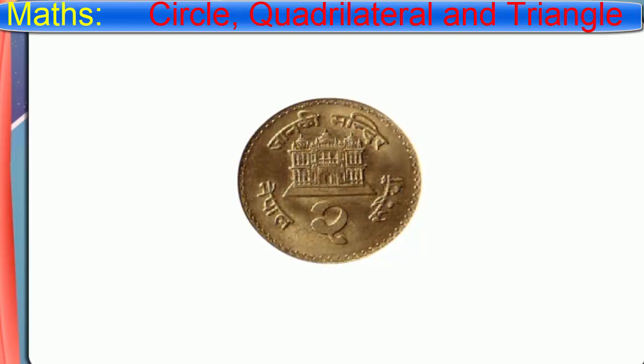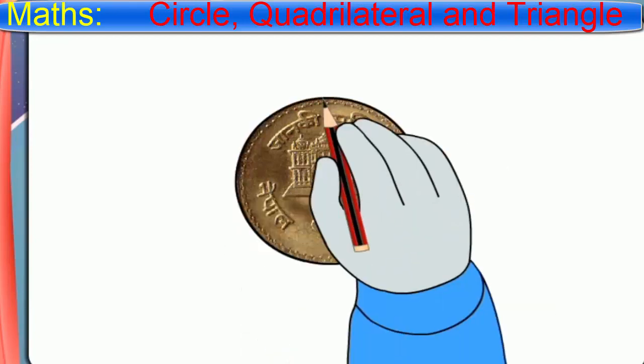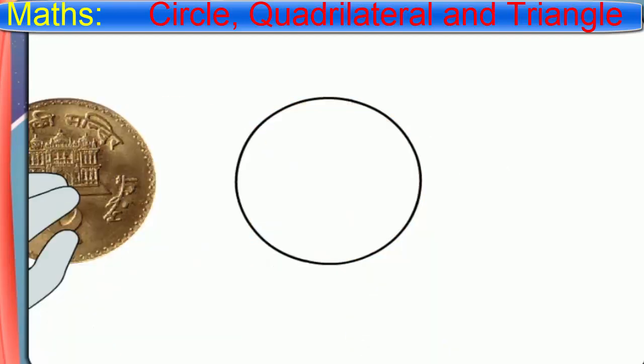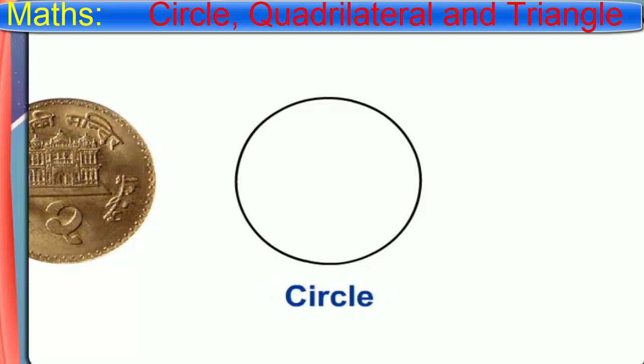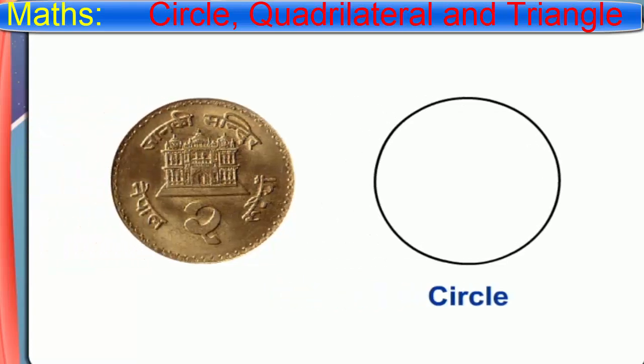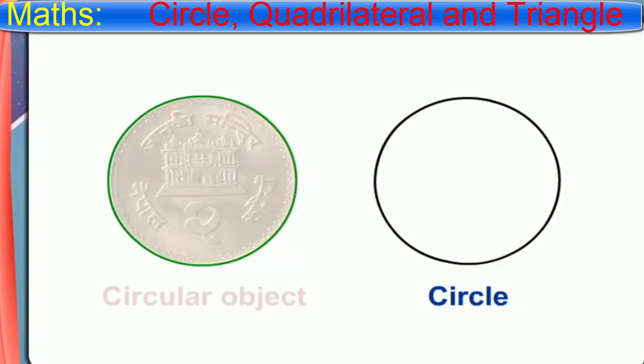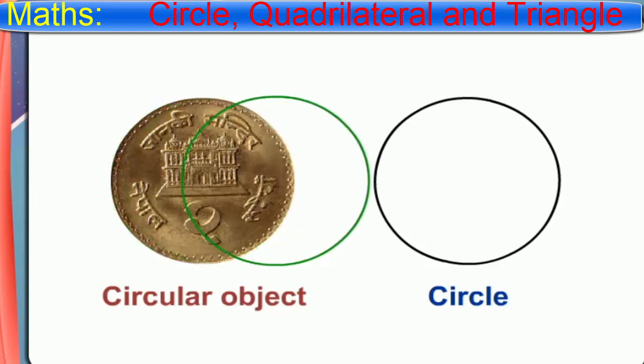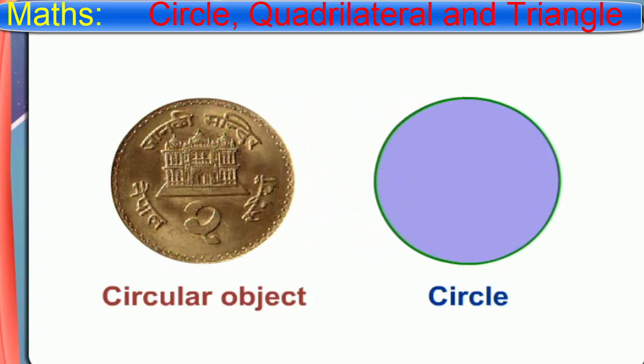Students, now let us draw an outline of the coin. What figure do you see here? It's a circle. Yes, it is a circle. When we draw an outline around a circular object, we get a circular figure. And this circular figure is known as a circle.